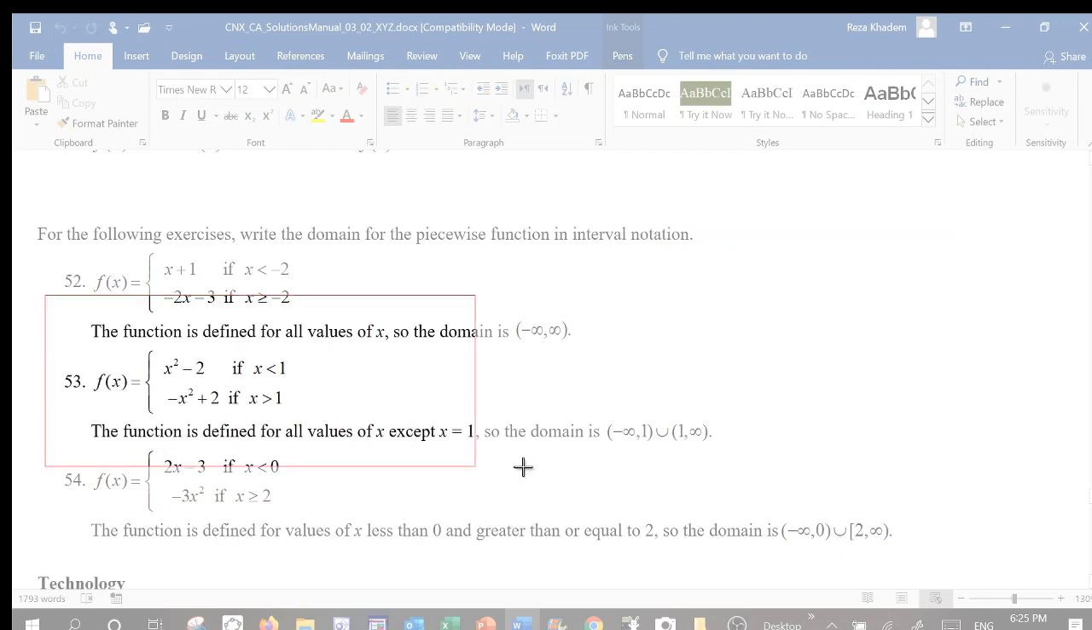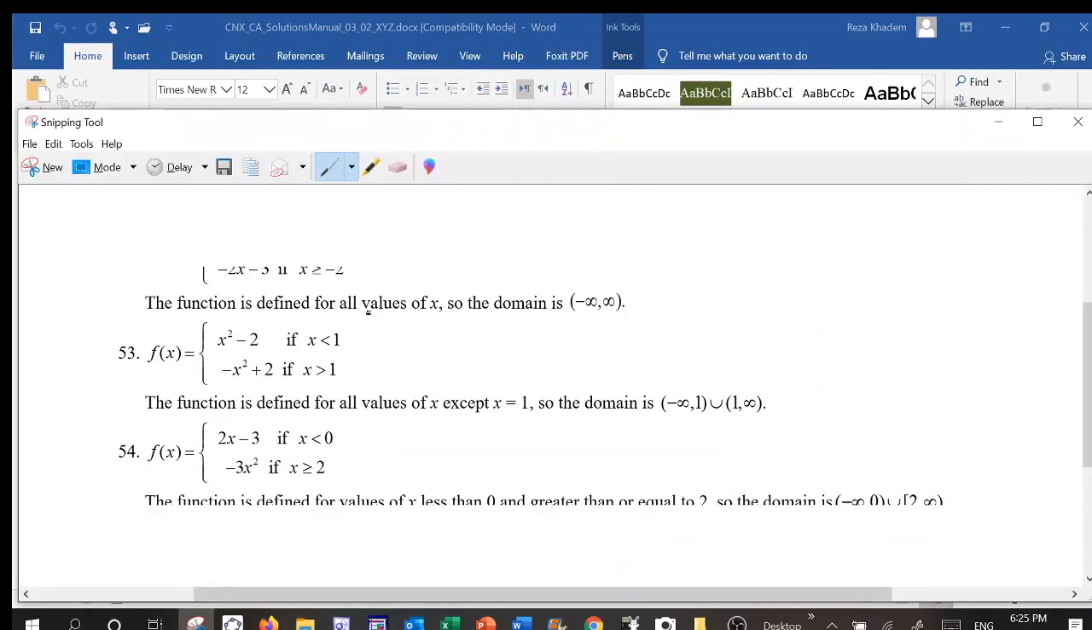Well, let's see, number 53. So what's the domain of this function? Well, the domain is given here. Looks like all the numbers to the left of 1, so -infinity to 1, not including 1. Then union, all the numbers to the right of 1, not including 1. There. That's the domain of that function.